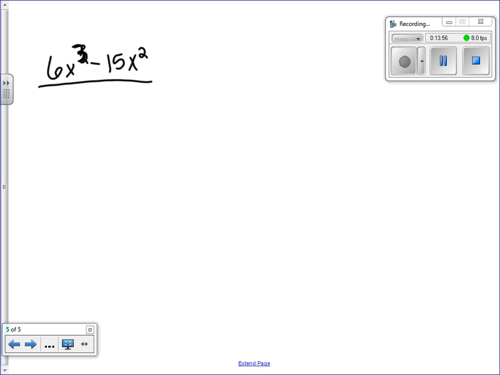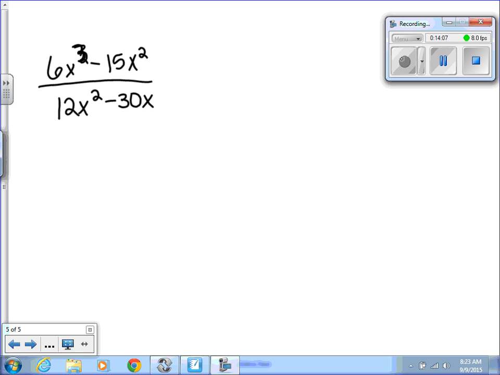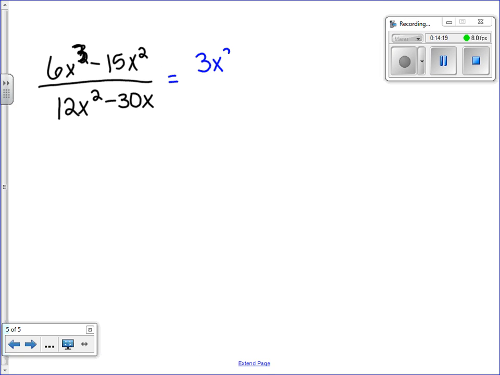That's 6x cubed minus 15x squared, over 12x squared minus 30x. Okay, these are not trinomials, so I'm just going to factor out a GCF. So what can I factor out on the top? 3x squared. And that will leave 2x minus 5. What can I factor out on the bottom? 6x. And what does that leave?